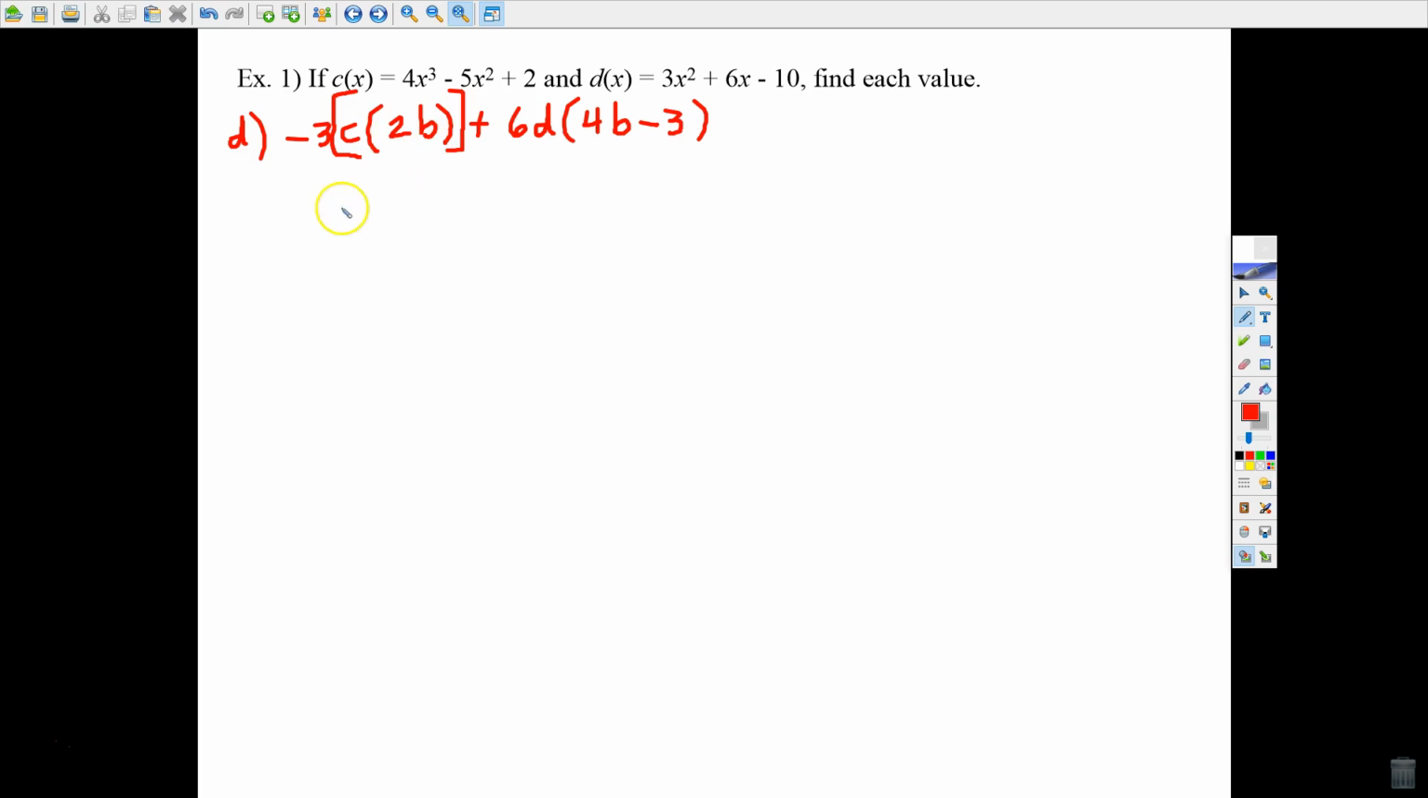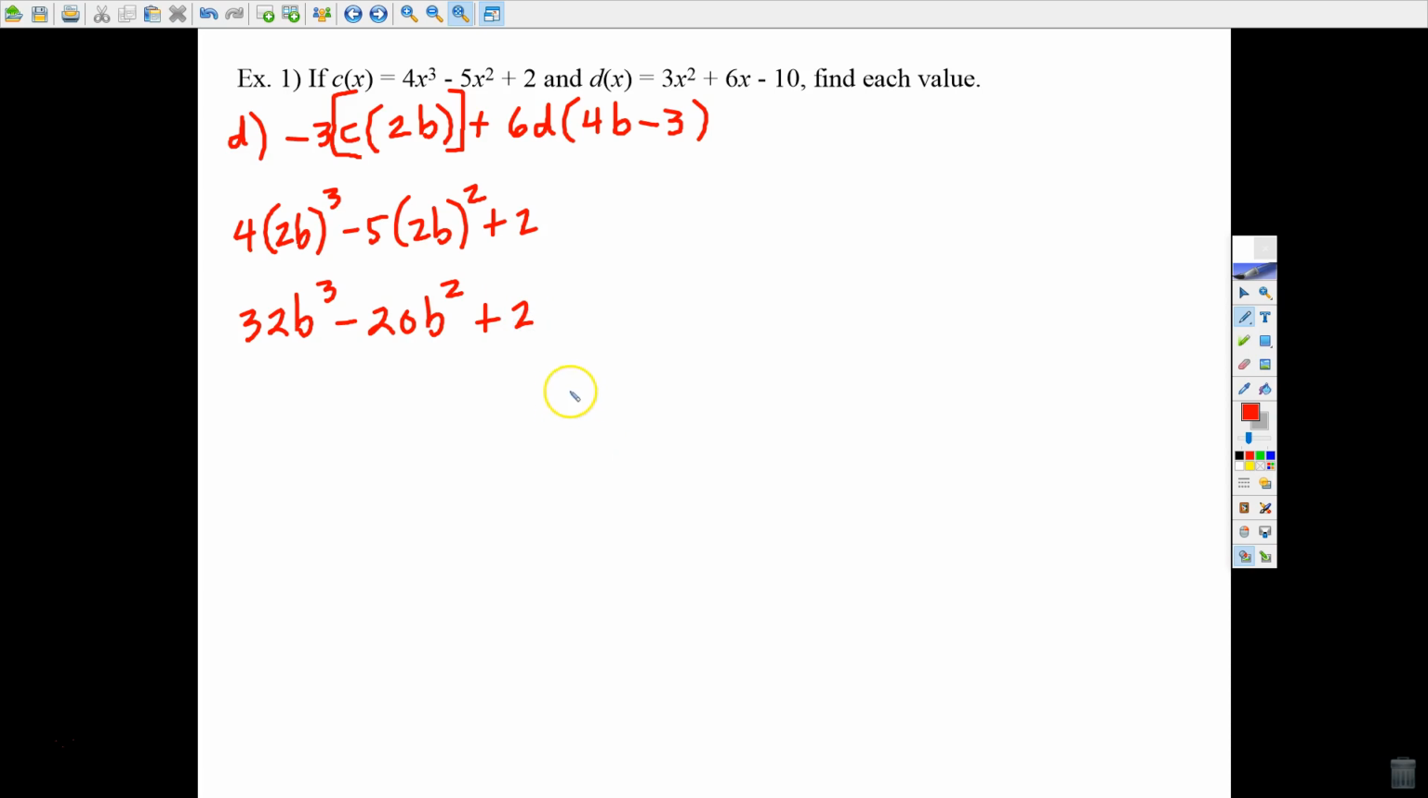All right, so here is C of 2b, inputting 2b in for x in the C function. All right, and so I've done that, and now I'm going to simplify. This makes 8b cubed, and 8 times 4 is 32b cubed. This makes 4b squared, and multiplying by 5 makes negative 20b squared. And then I'm going to bring down the plus 2. And now I've done the C of 2b, and now I need to multiply by negative 3. So just think, distribute negative 3 to all three terms, and we get negative 96b cubed plus 60b squared minus 6.